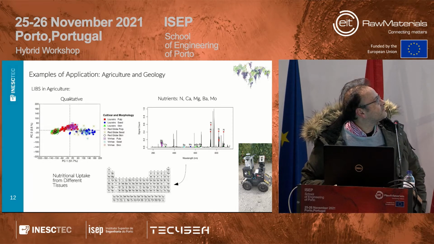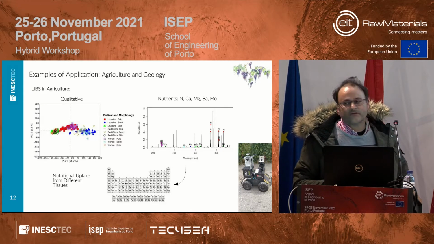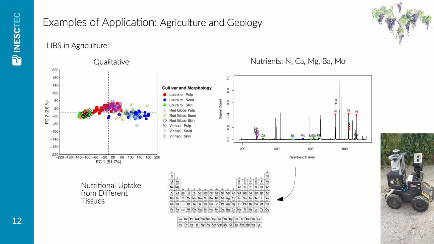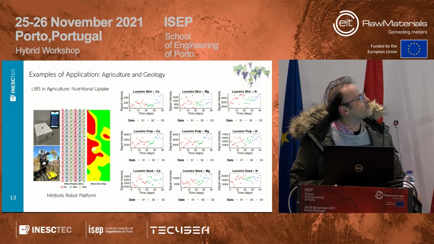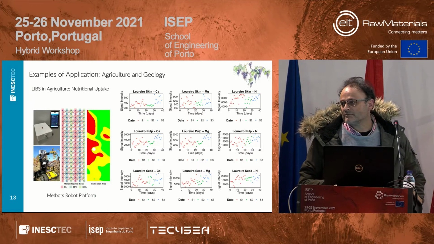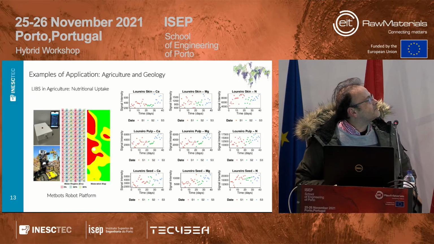But in here you can see that we used LIBS to characterize the nutrient uptake of different tissues in a vineyard, in this case in grapes. And we were able to identify some micronutrients and macronutrients, and not only identify these, as these accumulate in different quantities in the different tissues. And for example, with this kind of approach, you can see that until the harvest, for instance, the pulp accumulates calcium ions, and also nitrogen, and some magnesium.